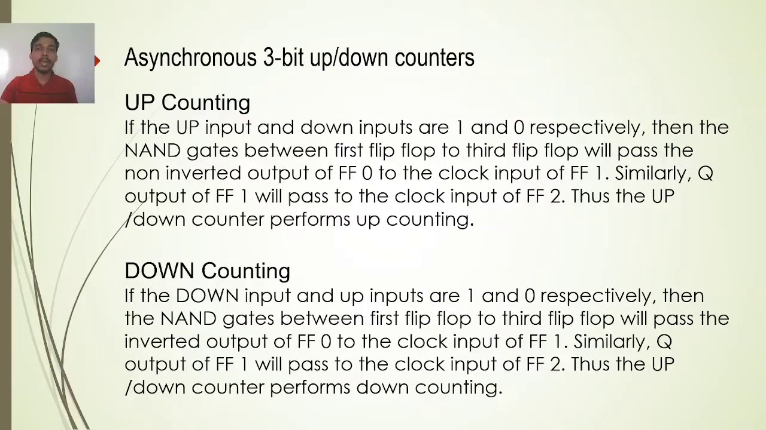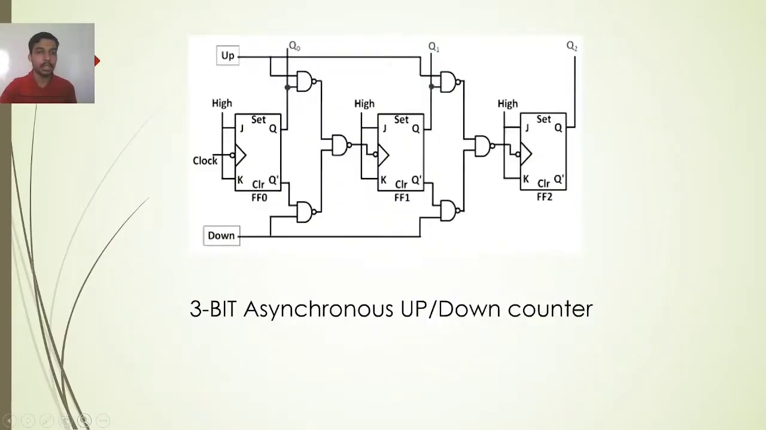Asynchronous 3-bit up and down counter. Up counting: if the up input and down input are 1 and 0 respectively, then the NAND gates between the first flip-flop to third flip-flop will pass the non-inverted output of flip-flop 0 to the clock input of flip-flop 1. Similarly, the output of flip-flop 1 will pass to the clock input of flip-flop 2. Thus, the up and down counter performs up counting. Like you can see in the up counter, connected like this. 3 flip-flops are used.